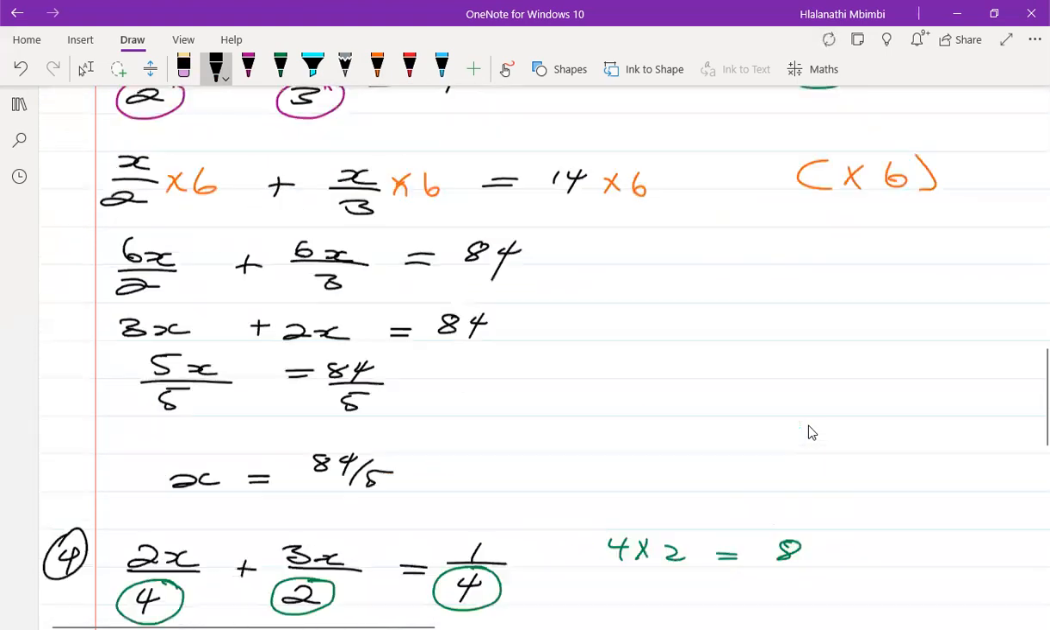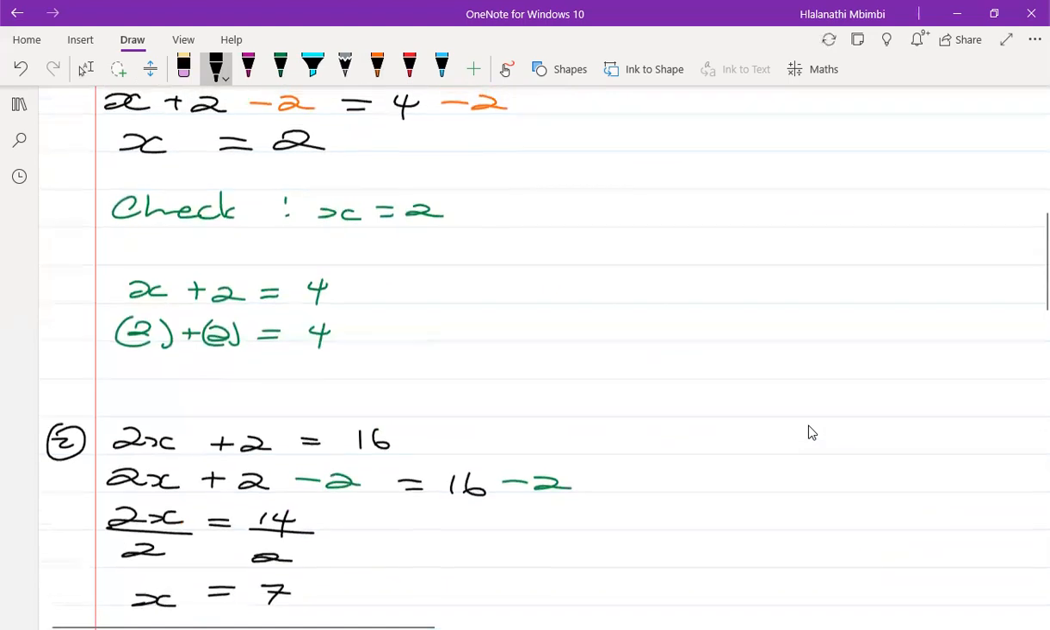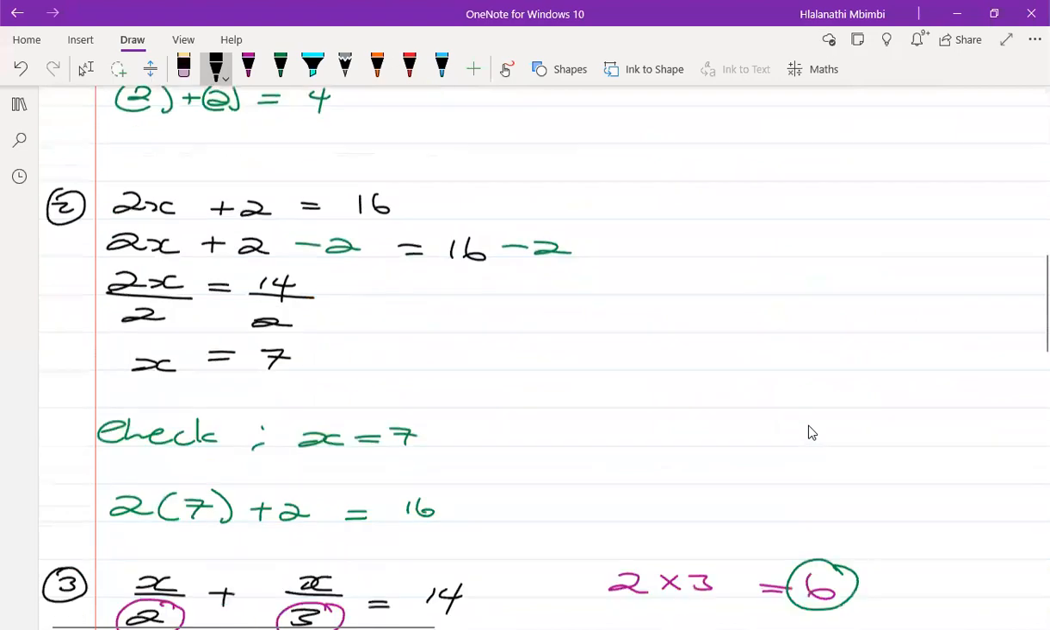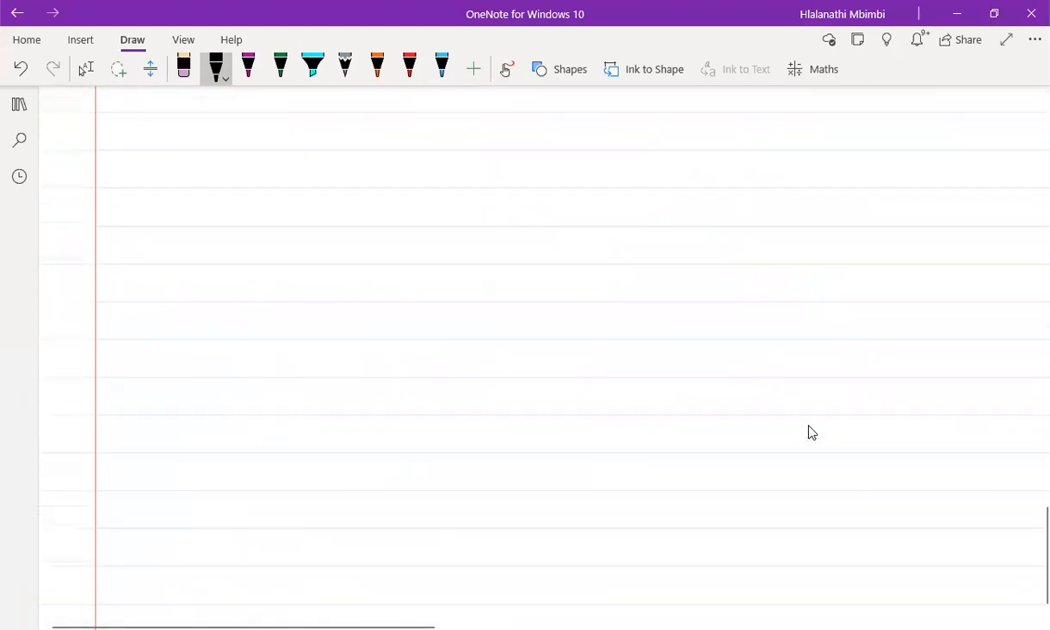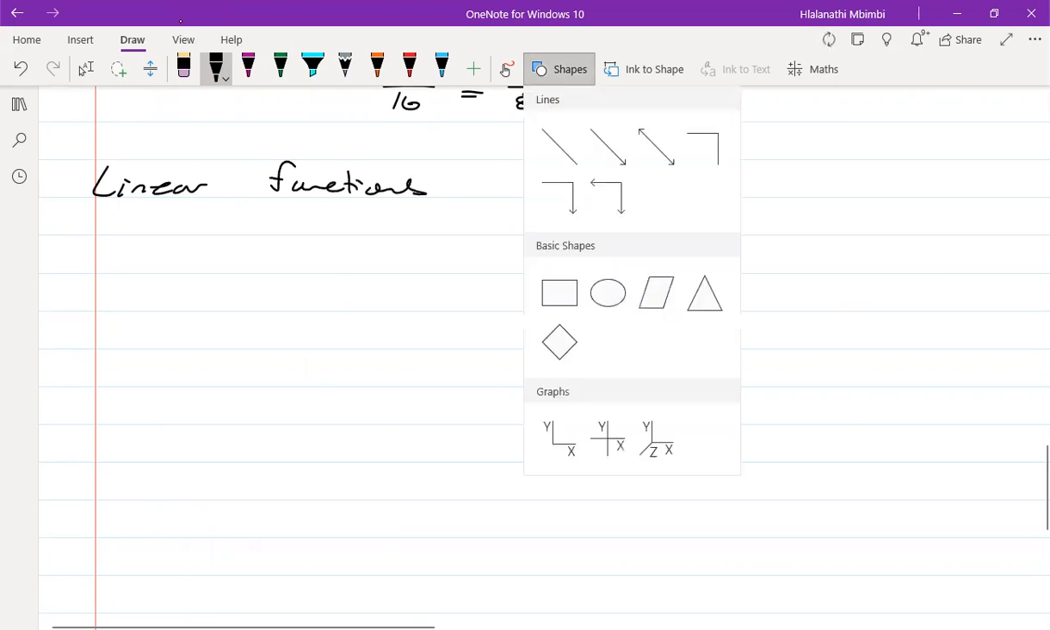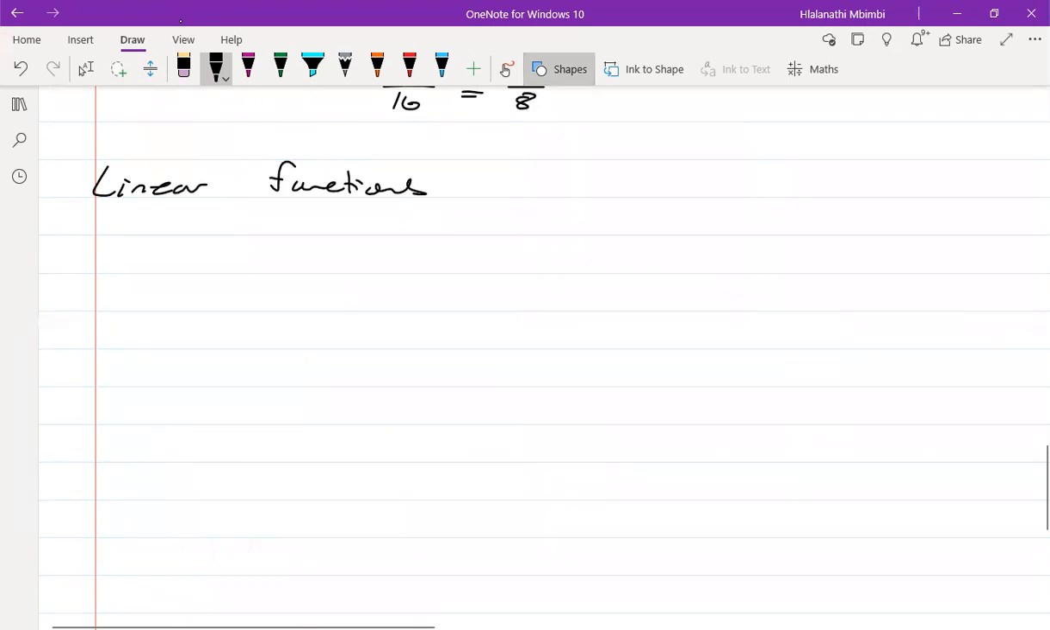Now, that's it about equations. I'm happy that you are able to see that you can also check them. And now I'll start doing linear equations. Can I do linear equations? Okay. Sorry, linear functions. Sorry.